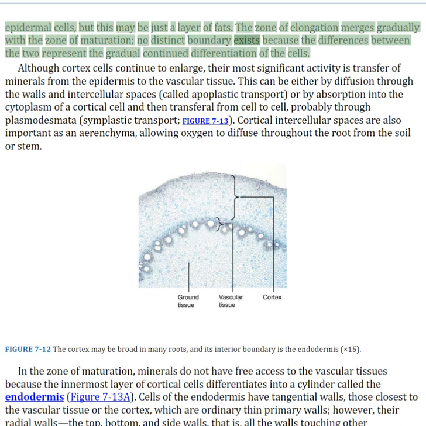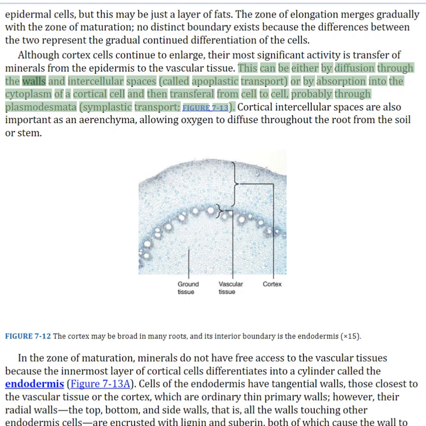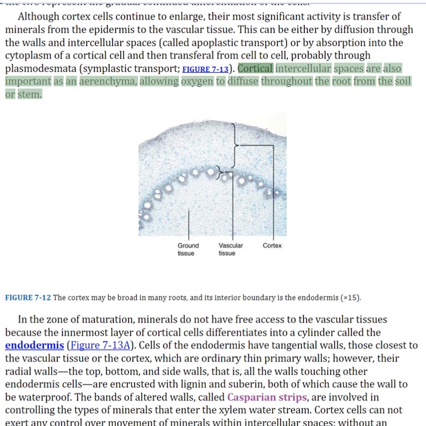No distinct boundary exists because the differences between the two represent the gradual continued differentiation of the cells. Although cortex cells continue to enlarge, their most significant activity is transfer of minerals from the epidermis to the vascular tissue. This can be either by diffusion through the walls and intercellular spaces or by absorption into the cytoplasm of a cortical cell and then transferal from cell to cell, probably through plasmodesmata. Cortical intercellular spaces are also important as an aeration system, allowing oxygen to diffuse throughout the root from the soil or stem.